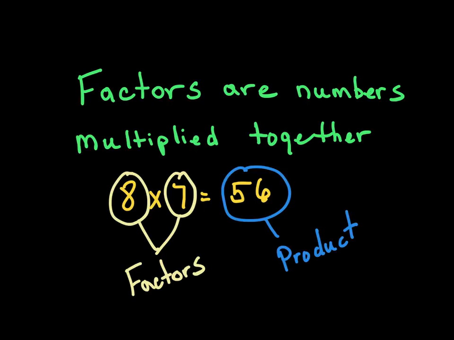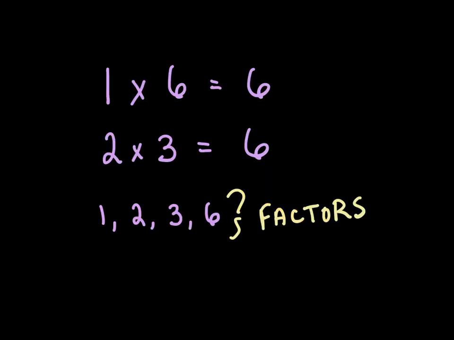As I said before when we started this multiplication and division unit, factors are numbers multiplied together. So 8 and 7 are factors, which give us a product of 56. So in this lesson, we're really going to be studying factors in order to help find the prime and composite numbers. 1 times 6 equals 6, and 2 times 3 is equal to 6. So that means 1, 2, 3, and 6 are factors.